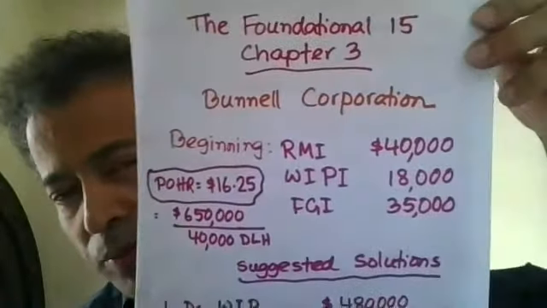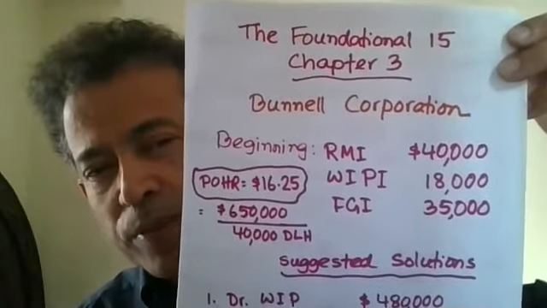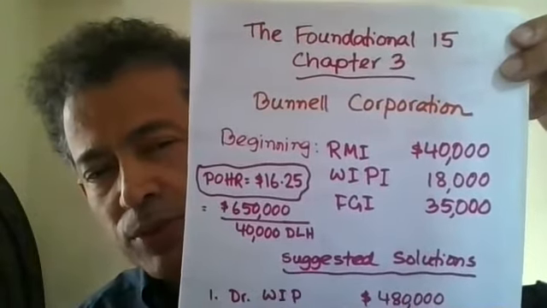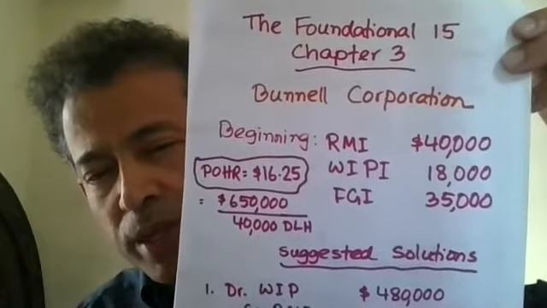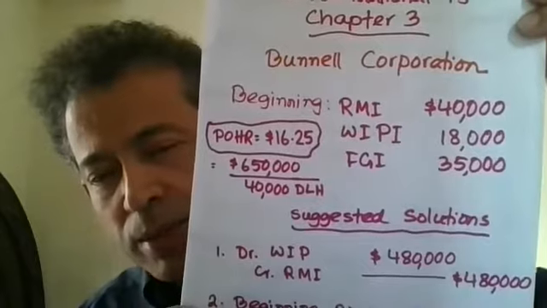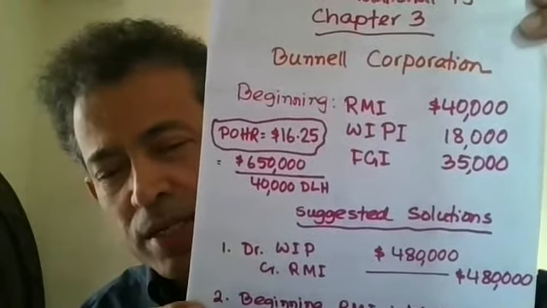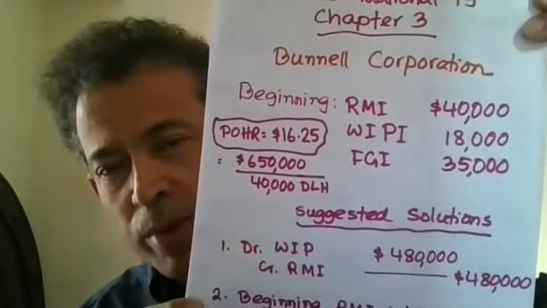Materials used is received by work in process. So debit work in process, credit raw materials inventory. So here it is. I've done the solutions for you. So this is the little snap of the foundational 15 from chapter 3. You can see the beginning inventories and answer to the first requirement. Debit work in process for the materials applied or used, and credit raw materials. So in this connection, let me add one journal entry.